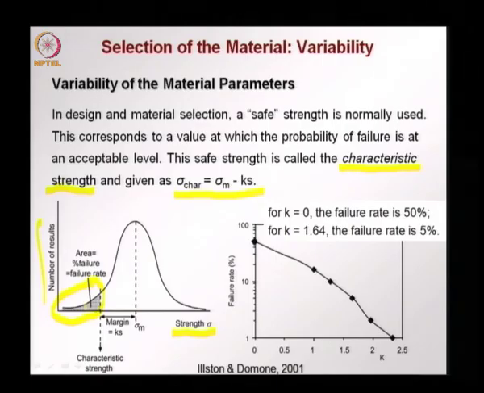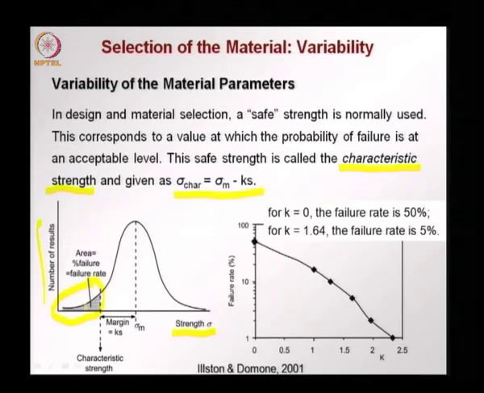If we were to take the mean value for design, or the mean value as the characteristic strength, then this failure rate would be 50%. That is, when K is equal to 0, the failure rate is 50%, or half the results will fall below the mean strength, and this is something that is too high to be acceptable. A 50% failure rate is too high for any application, so we cannot have such a high failure rate.